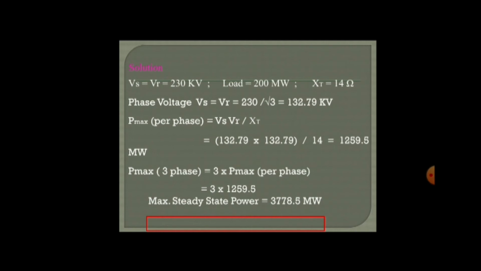So in this entire problem, only two formulas you have to know. What is the phase voltage? For finding the phase voltage from the line voltage, line voltage by root 3 gives the phase voltage. Then the maximum power per phase: for each phase, what is the power transmitted? The formula is sending end voltage into receiving end voltage by transmission reactance. So you can finally find the maximum steady state power. So we calculated this given problem.